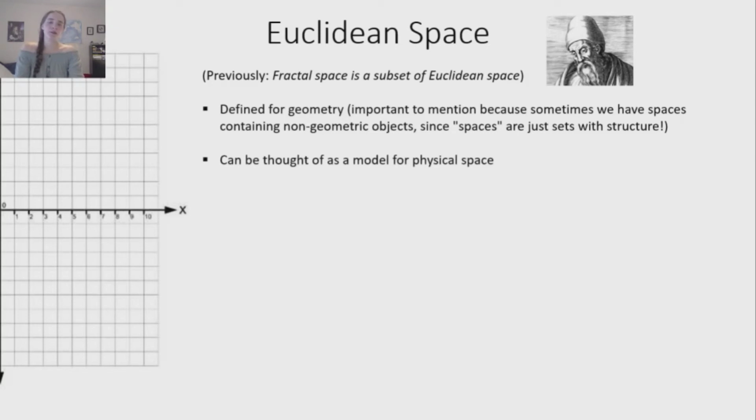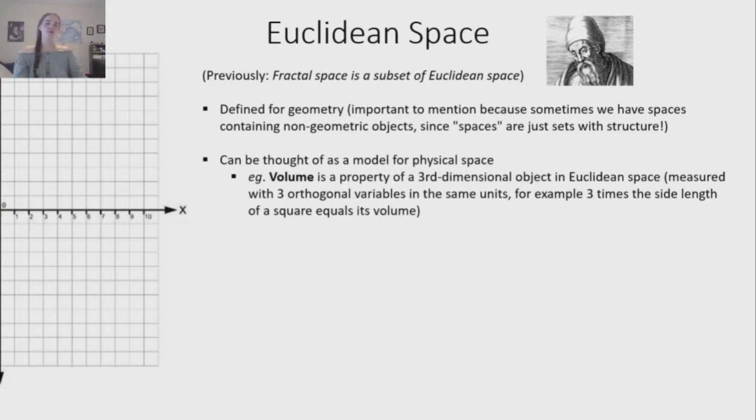So Euclidean space can be thought of as a model for physical space. For example, volume is a property of a three-dimensional object in Euclidean space, which is measured with 3 orthogonal variables in the same units. So instead of an xy axis, you have another orthogonal axis like that. And with these 3 units of whatever object you're measuring, you can get its volume. For example, the side length of a cube cubed equals its volume.